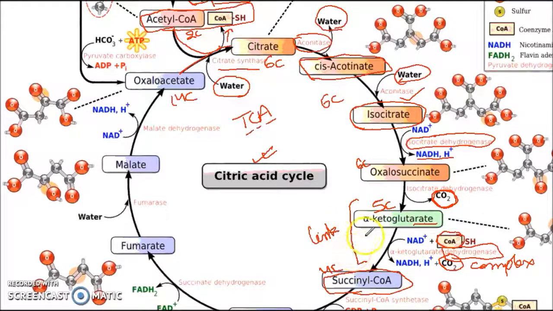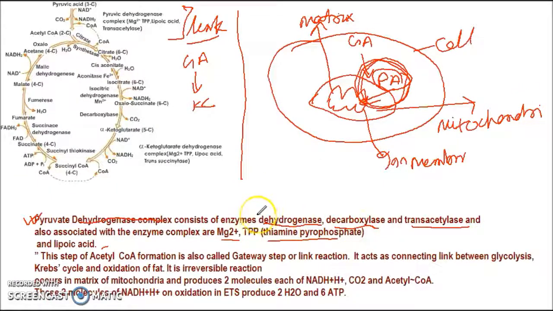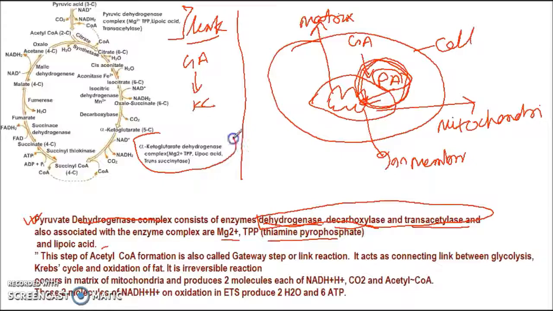And here the link reaction takes place, where a 5 carbon compound converts to a 4 carbon compound in the presence of the alpha ketoglutarate dehydrogenase complex. This complex also contains the same enzyme groups that are used in the link reaction. So both of them have the same enzyme complex reaction. Here 3 carbon compounds convert to 2 carbon, and here 5 carbon converts to 4 carbon.